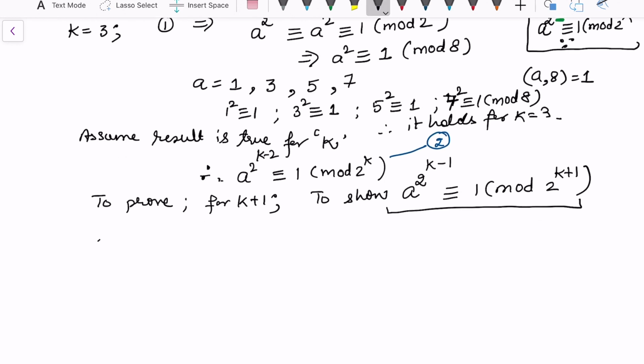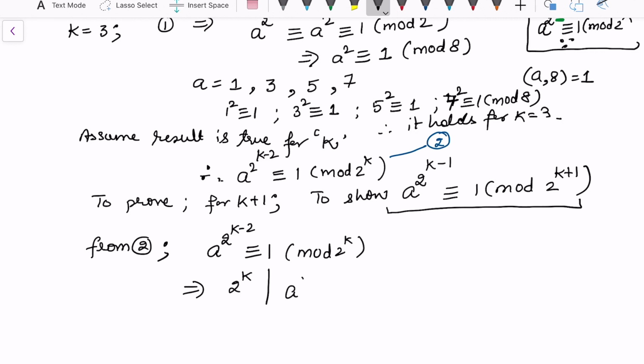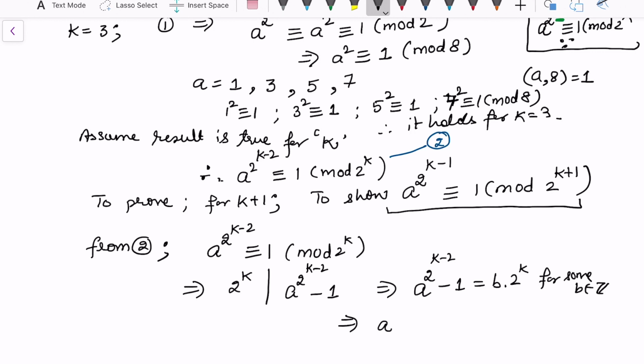So if I take from 2, the induction step, which is supposed to be true, a to the power 2 to the power k minus 2 is congruent to 1 modulo 2 to the power k. This implies 2 to the power k divides a to the power 2 to the power k minus 2, minus 1. Or I may say a to the power 2 to the power k minus 2, minus 1 is a multiple of 2 to the power k, for some b belonging to integers. Or I may also consider this as a to the power 2 to the power k minus 2 equal to 1 plus b into 2 to the power k.